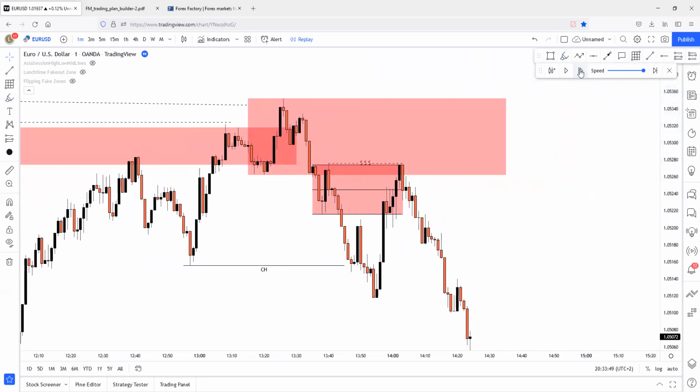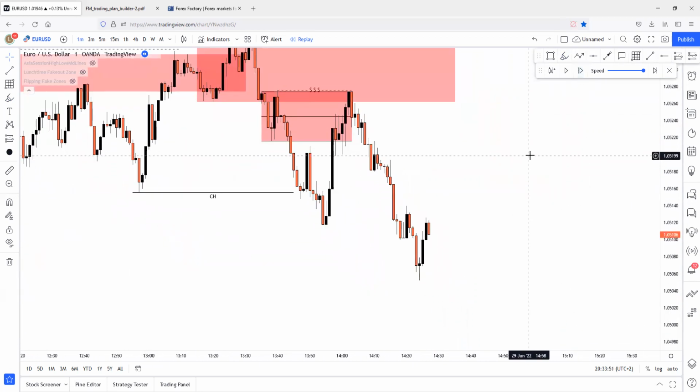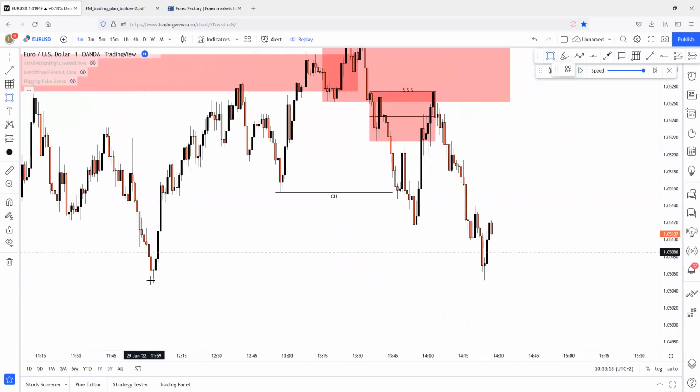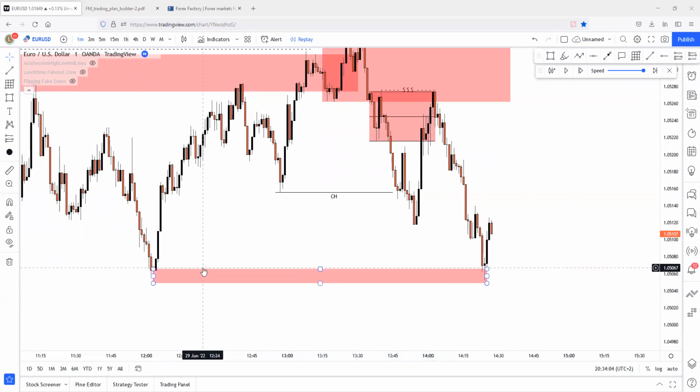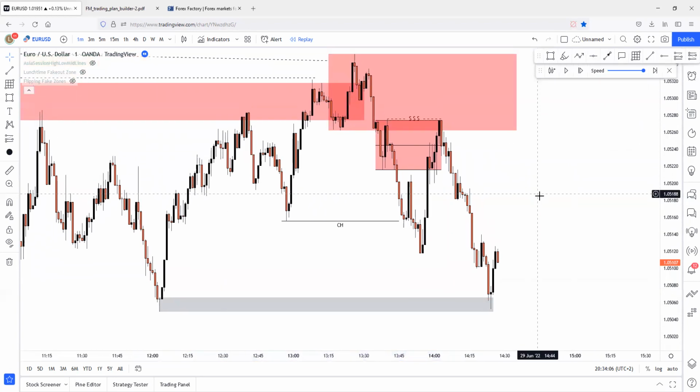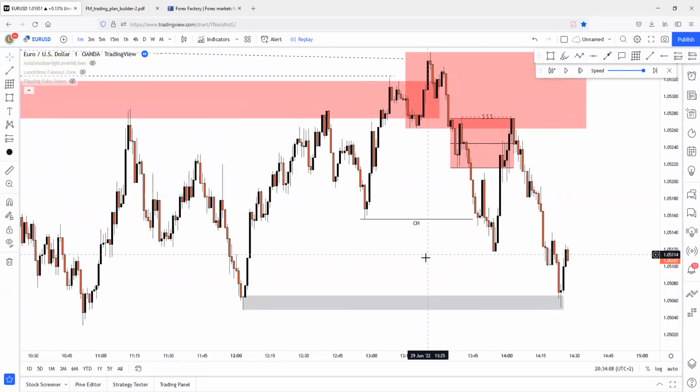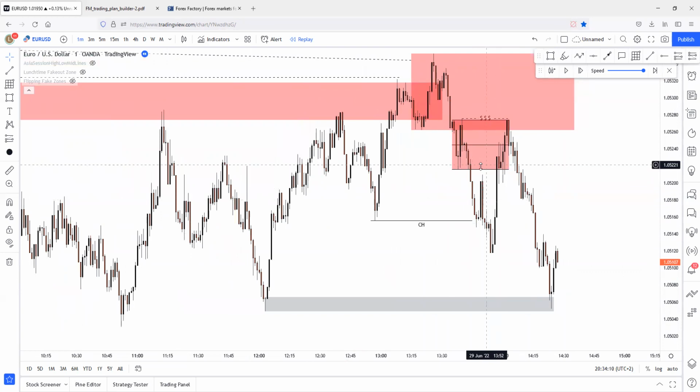Okay, that's actually one more huge movement. And here's a demand reaction. So price has just changed character to the upside, or it's on the way up to change character to the upside, because it was reacting on this demand zone, right? So here's this demand reaction. What do we know about this demand reaction?